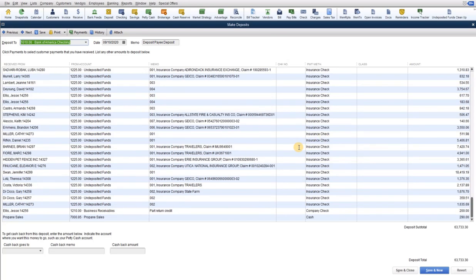And if you scroll down to the bottom, you'll see that it says this is the Ellis Jesse. This is what caused it to actually be assigned to this account by putting the customer's name in the receive from. And then it says business receivables, which also causes it to be on the account. But it says it's a part return credit from a company check for $200. Well, that doesn't actually make sense.